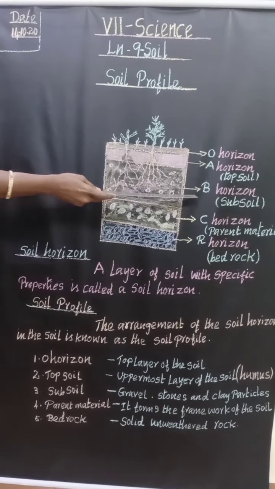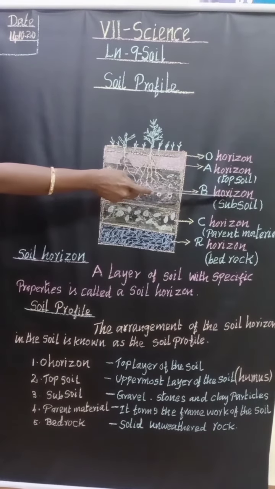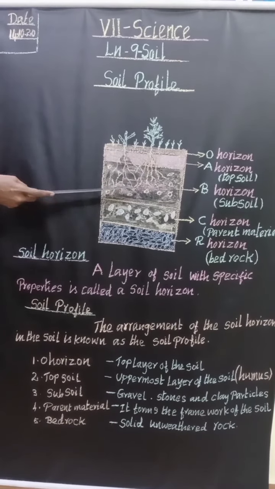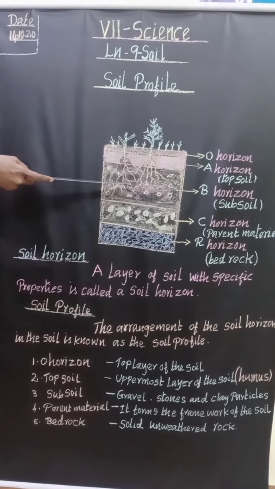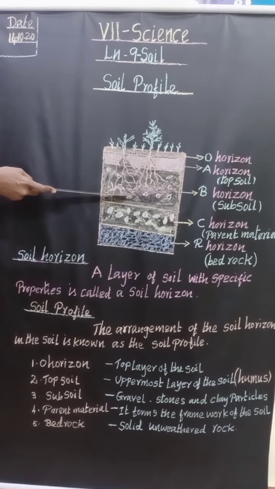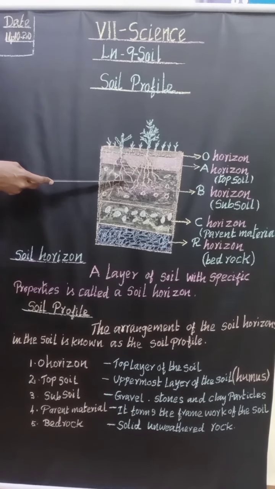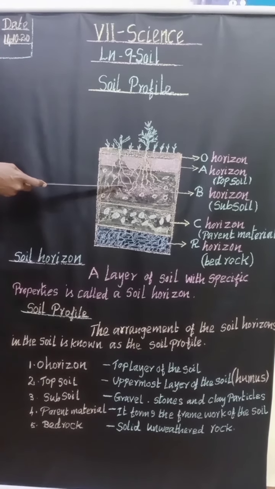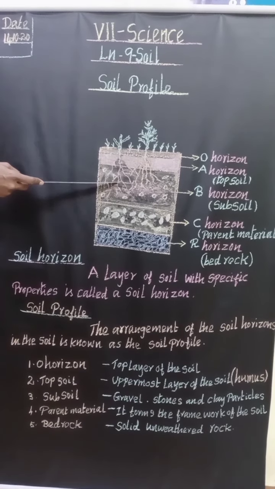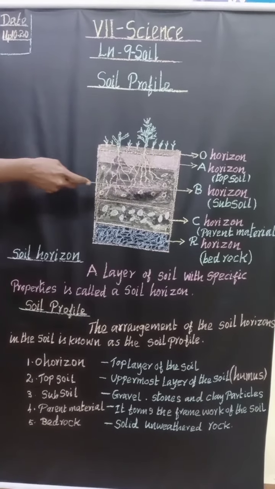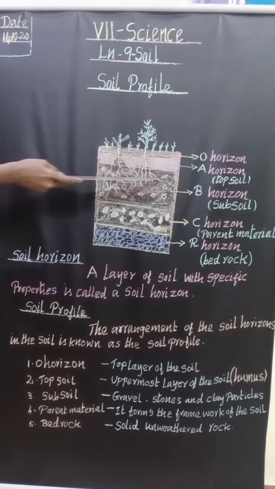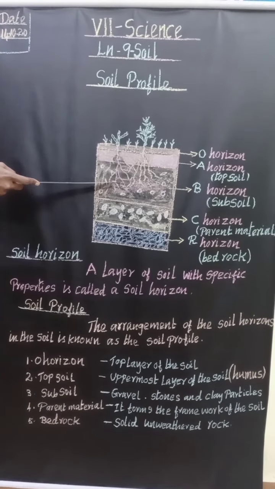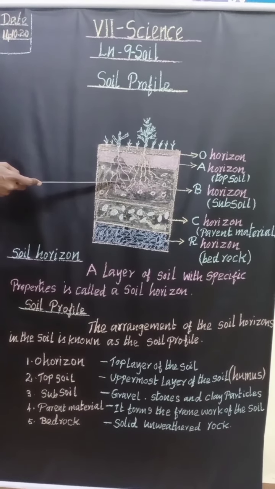Third one is B horizon, subsoil. B horizon is the layer below the topsoil. It is the lighter color layer of gravels, stones and clay particles. This B horizon or subsoil contains the gravel, stones and clay particles.